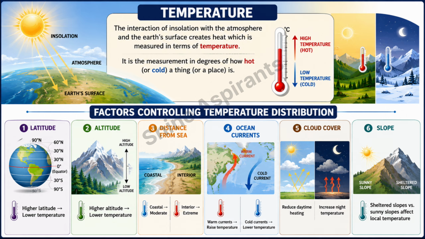Ocean currents: warm currents raise the temperature of coastal areas, cold currents lower temperature. Cloud cover: clouds reduce daytime heating by reflecting sunlight, and increase night temperature by trapping outgoing radiation. Slope: sheltered slopes receive less wind, sunny slopes receive more insolation, causing local temperature variation.